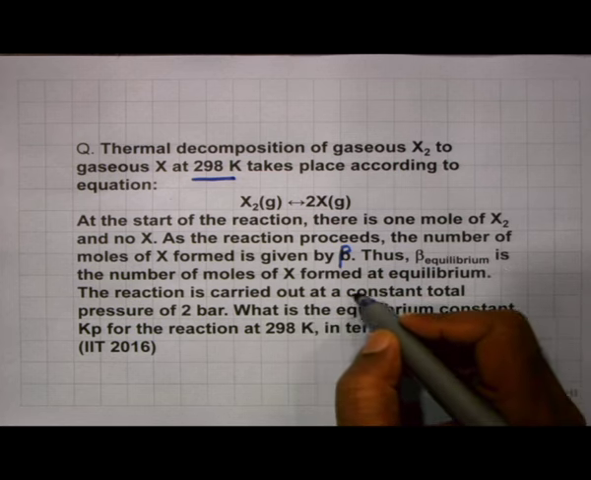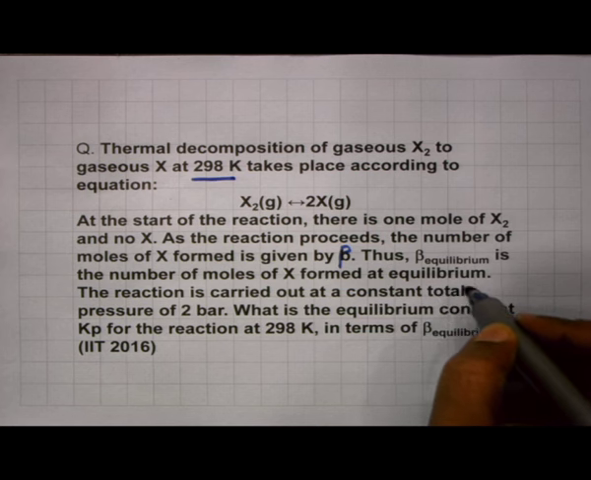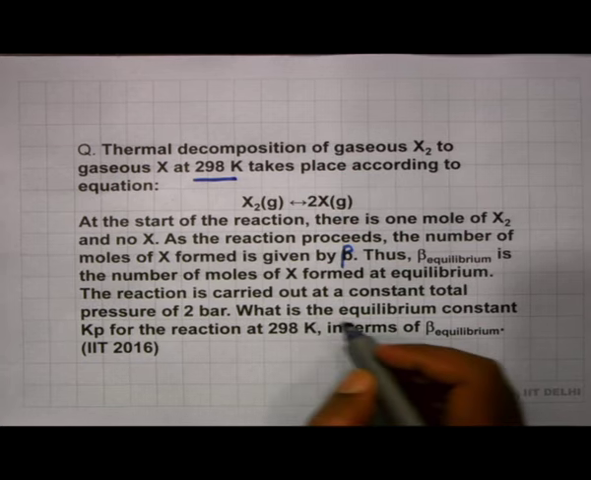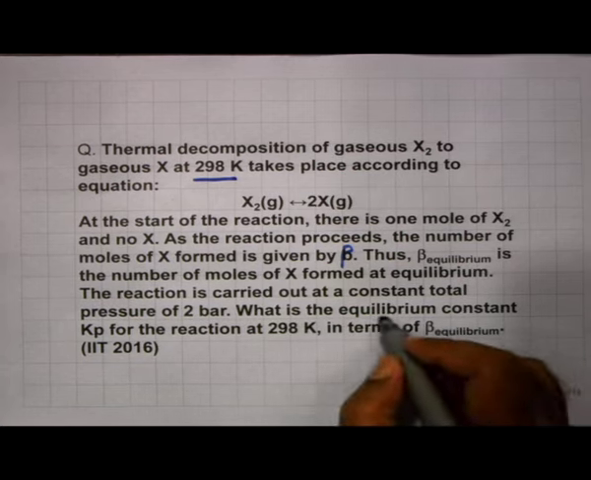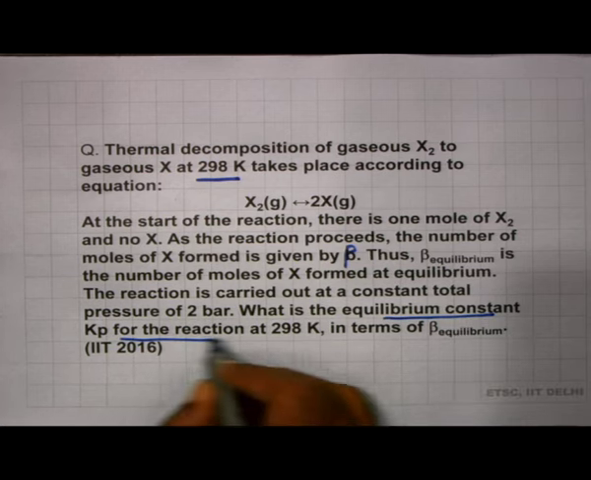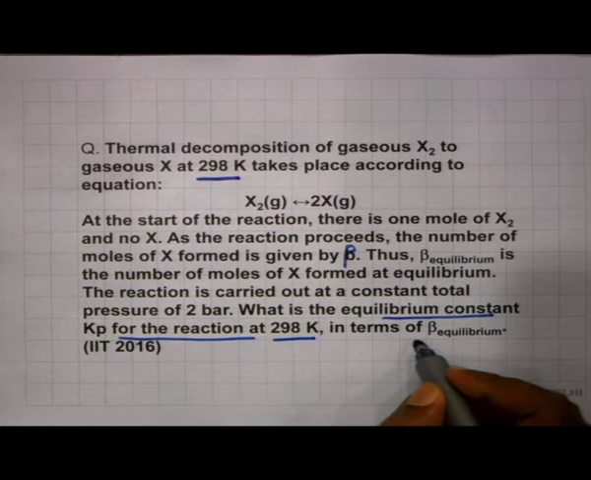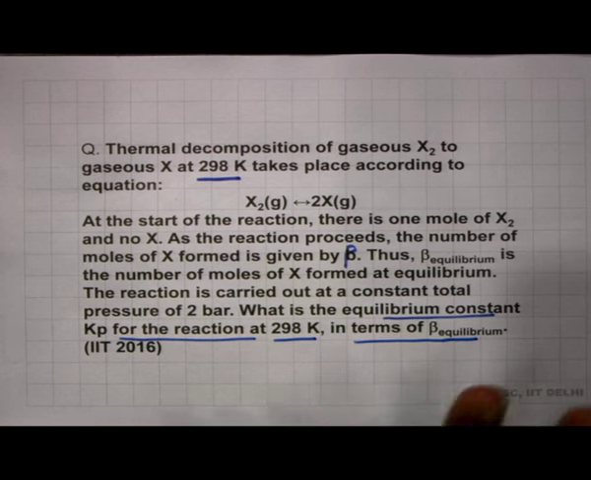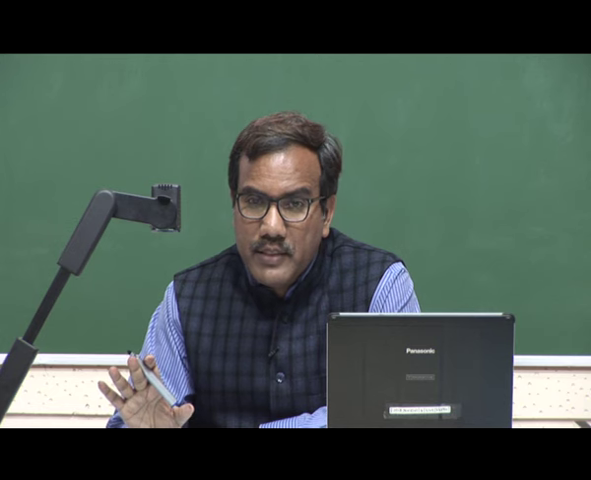The reaction is carried out at a constant total pressure of 2 bar, and then it is asking what is the equilibrium constant Kp for the reaction at 298 K in terms of beta equilibrium. Now, you see here the equilibrium concentration of the product is given.